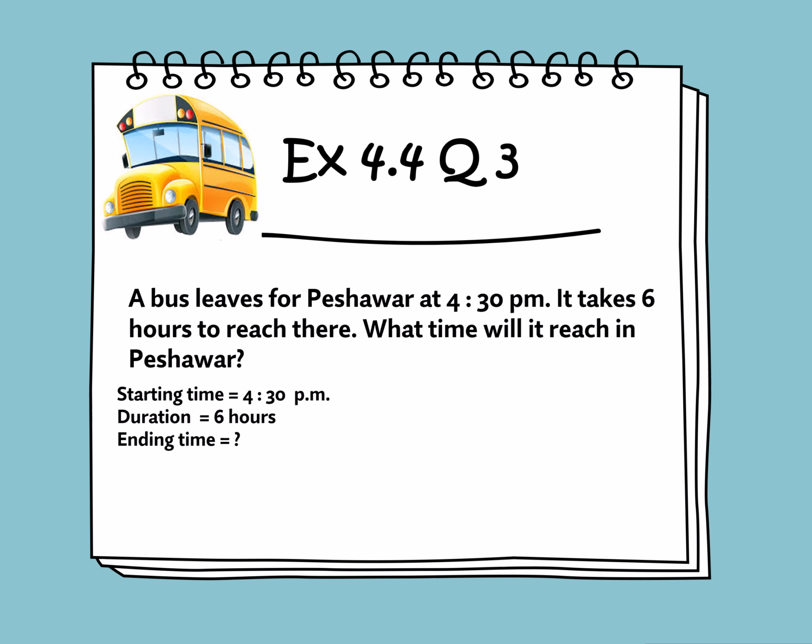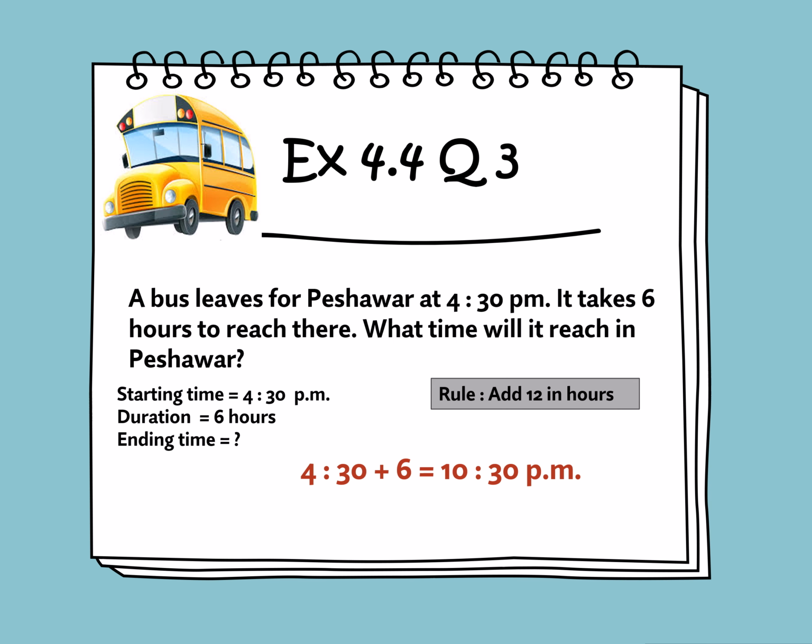So starting time is 4:30 p.m. Duration is 6 hours. To find out the ending time, we will add hours into the hours. So we'll add the 6 hours into 4 and we get 10 hours and 30 minutes. So the time when it will reach Peshawar is 10:30 p.m.